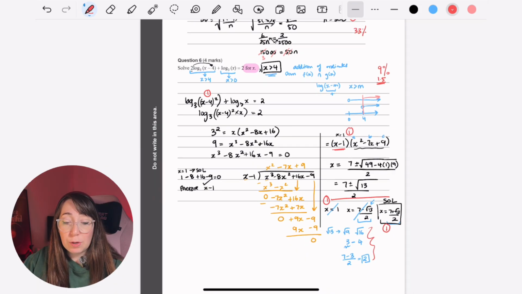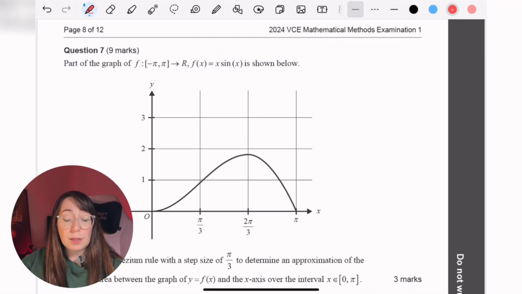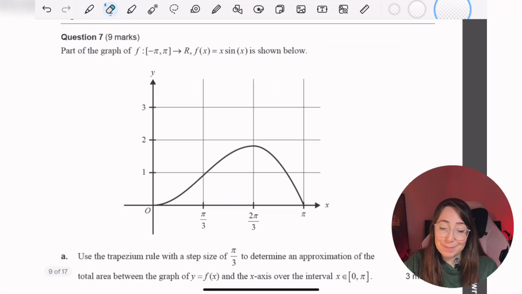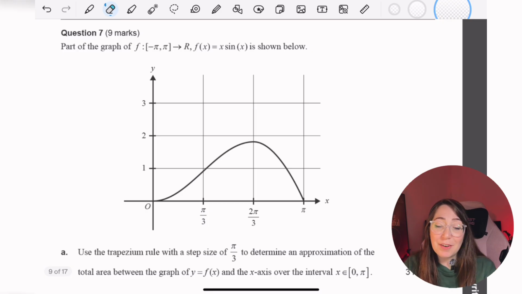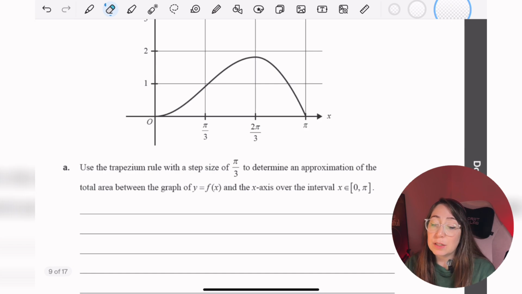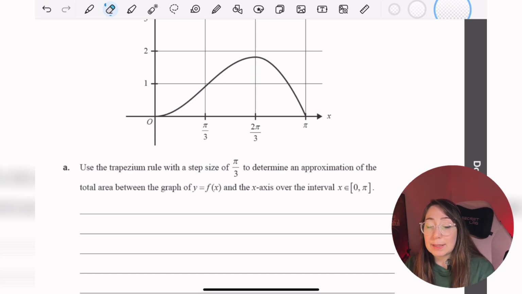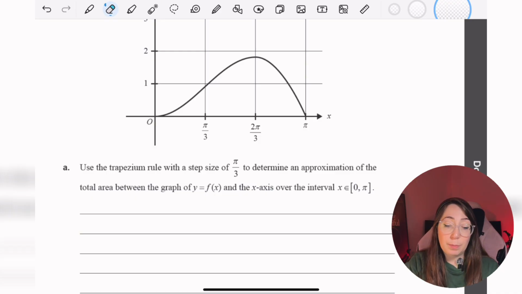Okay, moving on to our last couple of questions now. We've got question 7, where we're going to be using some circular functions. Question 7 says, part of the graph f of x equals x sine x is shown below, and part A says use the trapezium rule with a step size of pi on 3 to determine an approximation of the total area between the graph of f of x, the x-axis, over the interval of 0 to pi.